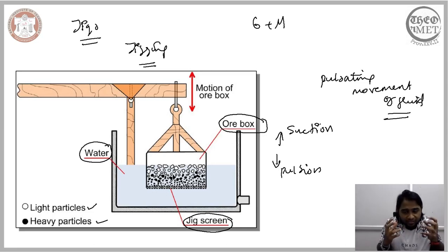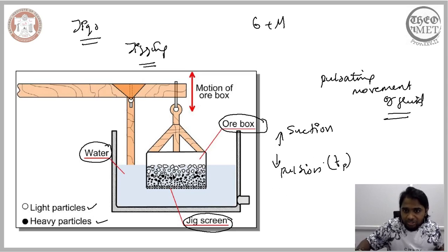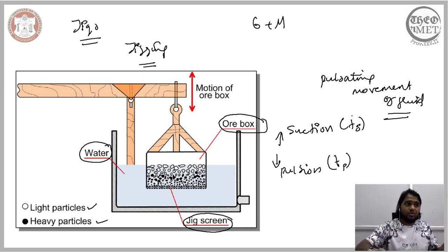The way one can then ensure the behavior of the particle is by governing how much time is being spent on the pulsion process and how much time is being spent on the suction process. So depending on how much time the pulsion and suction movement takes, the behavior of the mixture of the particles correspondingly varies. So essentially, just to have a quick recap of the operation of jigging.